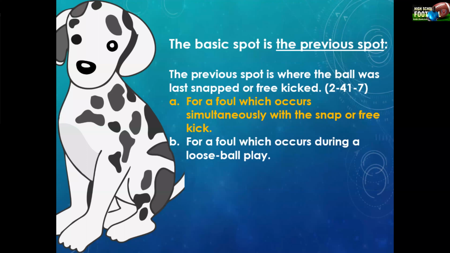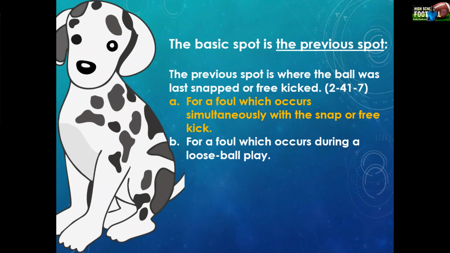A foul which occurs during a loose ball play, right? So remember that fumble? So look at this. What happens if A is in the backfield, A gets tackled and he fumbles the ball, and the defender B pulls his face mask. But the ball is recovered by A behind the line of scrimmage. The thing is, where do we enforce the foul?